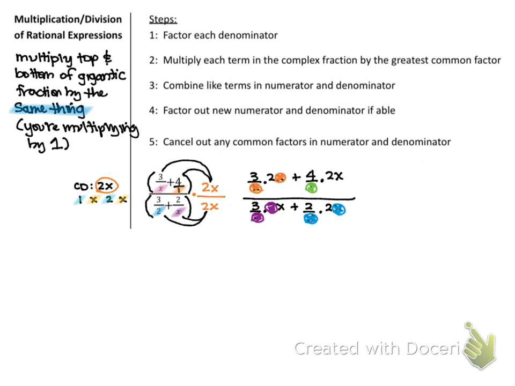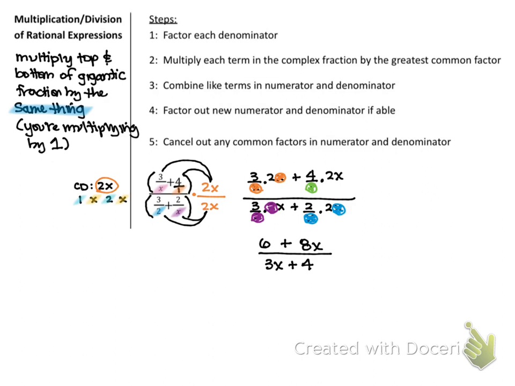So let's do some math here. So I have a 3 times 2, so that's going to give me a 6 plus, and then I have a 4 times 2x, that's an 8x, all over. This 3 with the purple business on the bottom is going to be 3 times x, and then plus I have a 2 times 2, and that gives me a 4. This is my new fraction. No more fractions and fractions business.